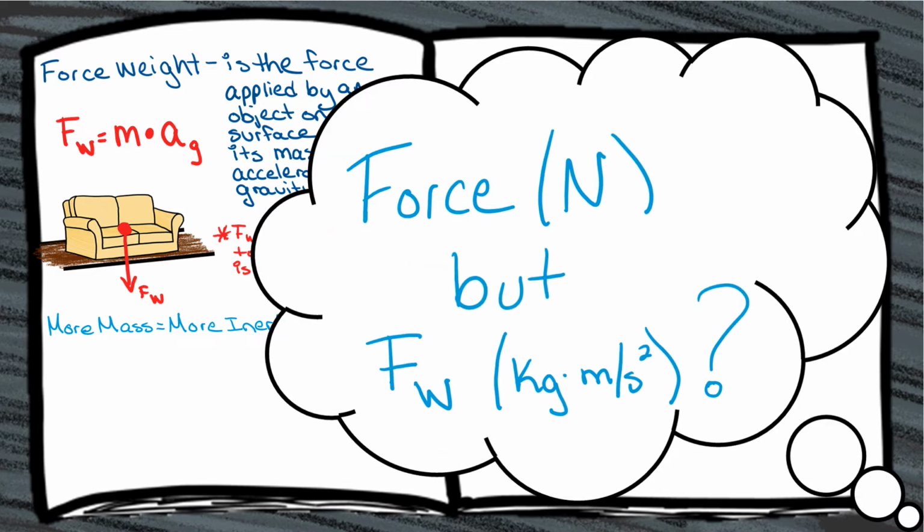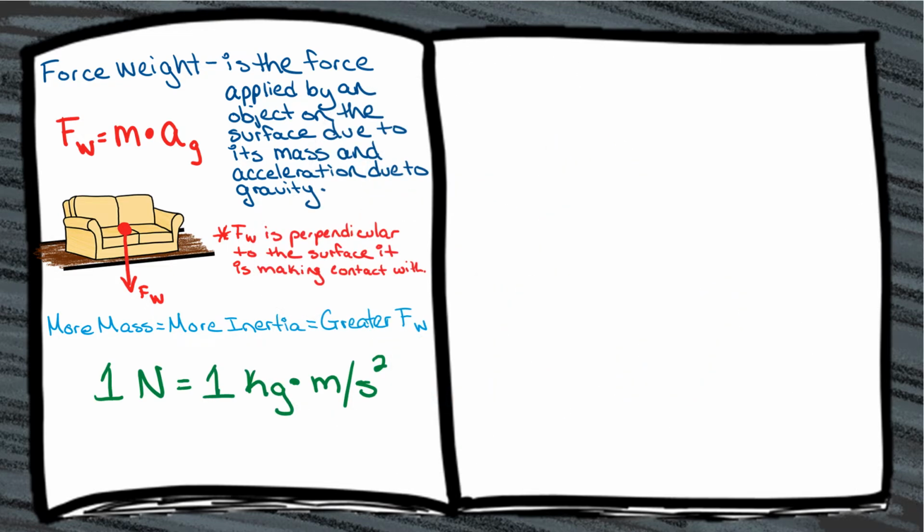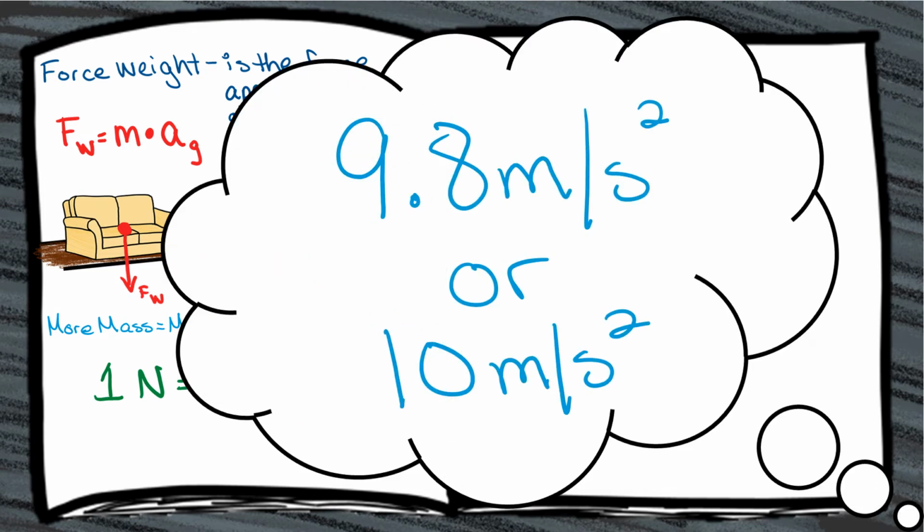Yes, Alex, the units for force are newtons, which is why 1 newton is equivalent to 1 kilogram times meters per second squared. That way, we can just abbreviate it using 1 newton instead of that long set of units. So on Earth, we calculate force weight by multiplying the object's mass times 9.8 meters per second squared.